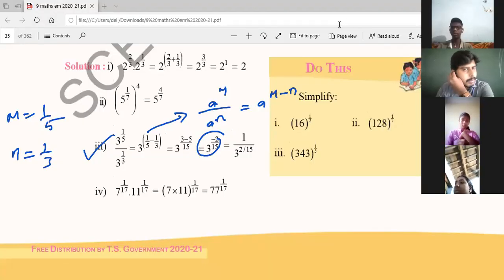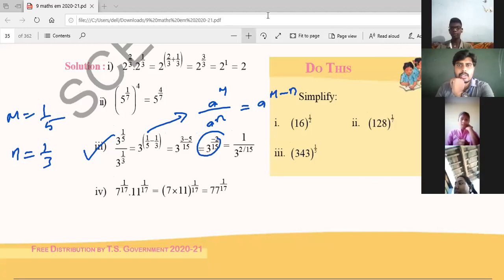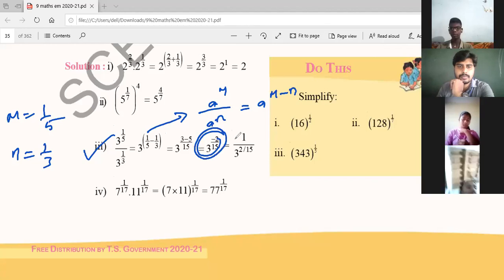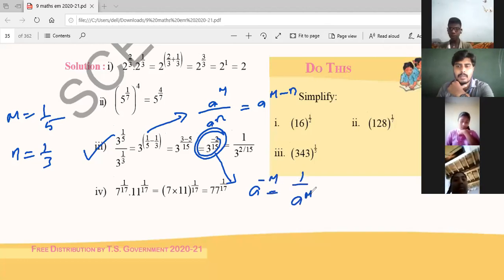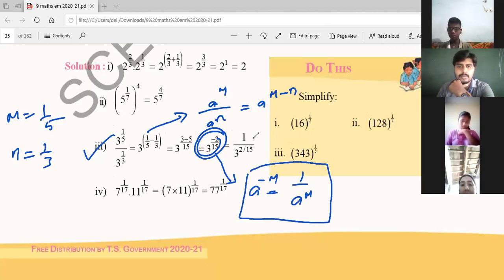So a power m by a power n is equal to a power m minus n. So here we got 3 power minus 2 by 15. And here we used one more formula. What is that? A power minus n, we can write as 1 by a power m. This formula again we used in this step. So finally 1 by 3 power 2 by 15 is the answer. Just the application of the formula is very important, Nana. You need to practice that.